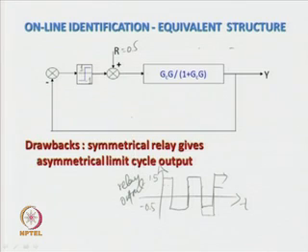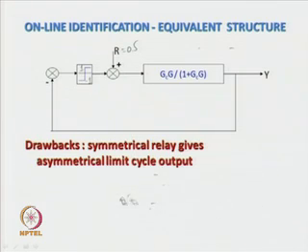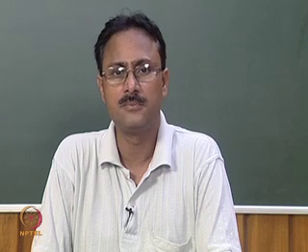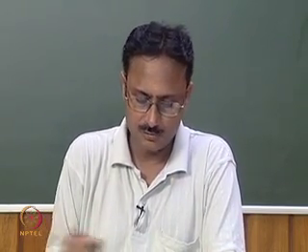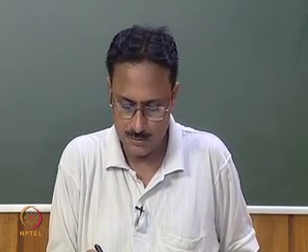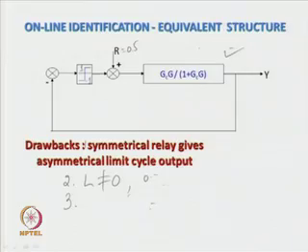What other drawbacks might the scheme have? Assuming the static load disturbance to be 0, we have this equivalent structure, but when the static load disturbance is not 0, when L is not 0, it further compounds the problem. That means more asymmetric output may be obtained from the closed loop system. Any other drawback we have? So, when L is not equal to 0, the limit cycle output becomes more asymmetric.